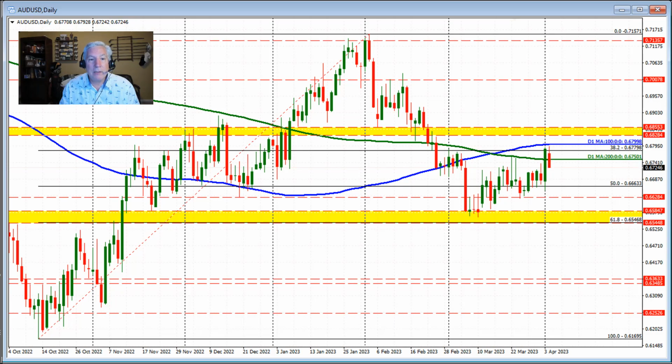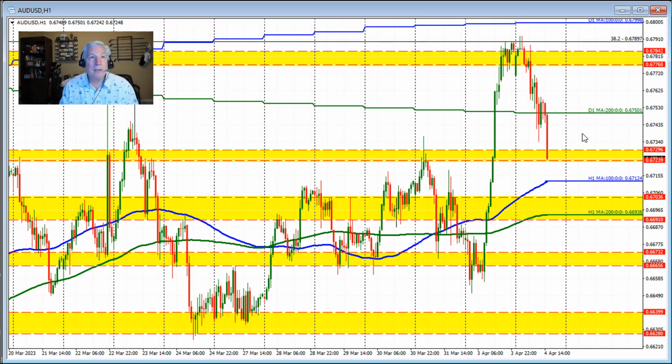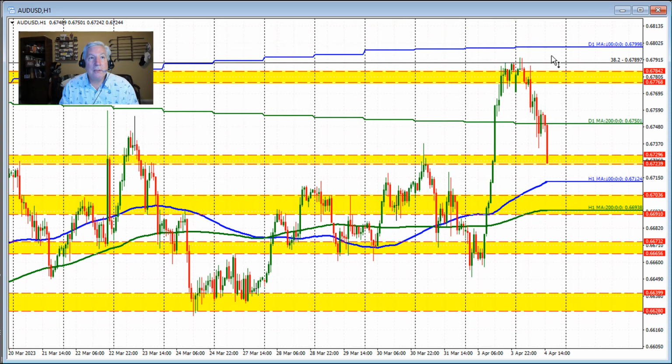That's going to be now a risk level for traders, as long as the price can remain below the 200-hour moving average. It's the green line in this chart. The bias probably tilted more to the downside here for the Aussie versus US dollar. Let's take a look at the hourly chart, and you can see how the price got close to the 100-day moving average and rotated to the downside.